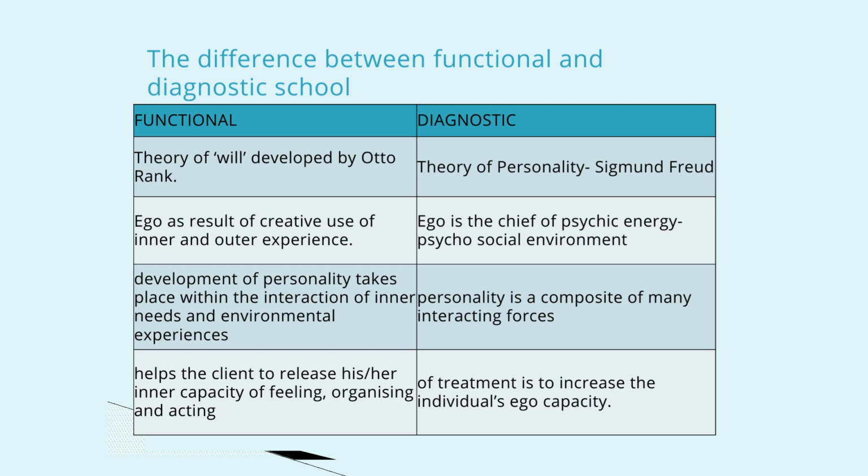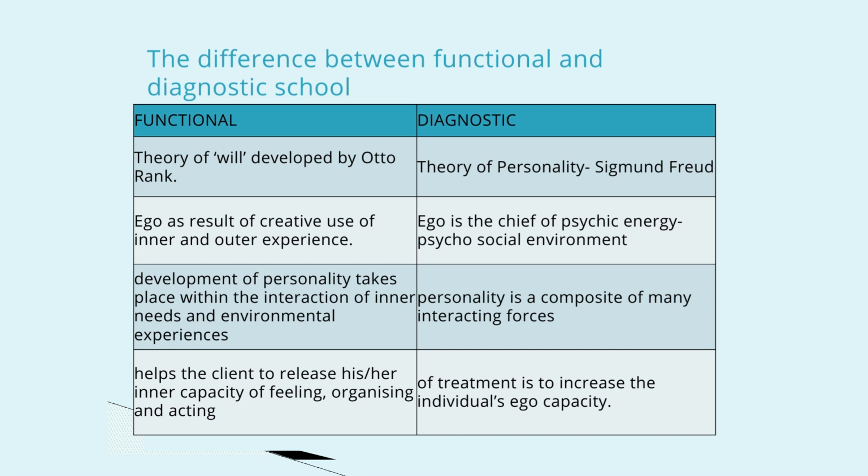Difference between functional and diagnostic school. Diagnostic school follows the theory of personality developed by Sigmund Freud, whereas the functional school is based on the theory of will developed by Otto Rank. Diagnostic school believes that personality is a composite of many interacting forces reacting not only on each other but also influencing the social environment favorably or unfavorably. The strength and the nature of the balance of these forces are the result of the individual's experiences, primarily of his or her relationship with the parents and other persons.